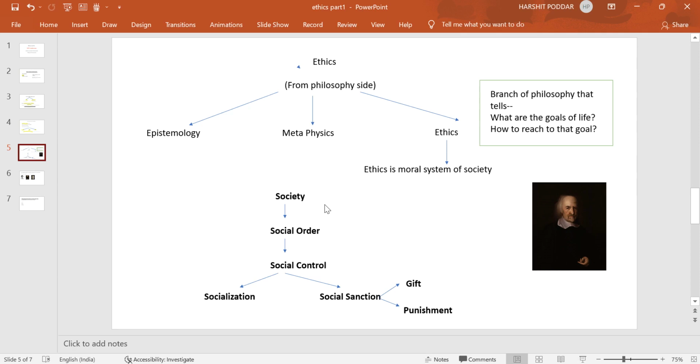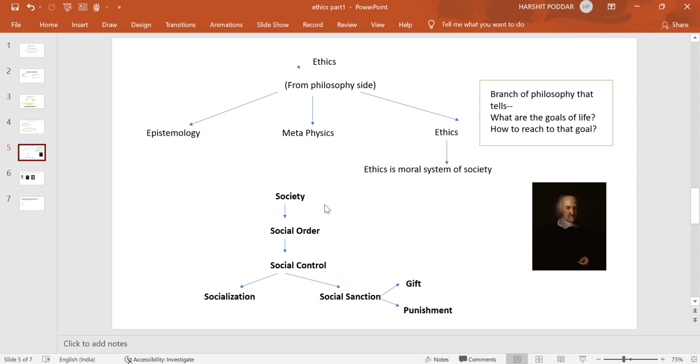Okay. Therefore, we are now trying to understand ethics from the philosophical side, that is, how philosophy defined ethics. And I think a lot of students are quite fascinated towards philosophy, because it gives you a new angle to live your life peacefully.